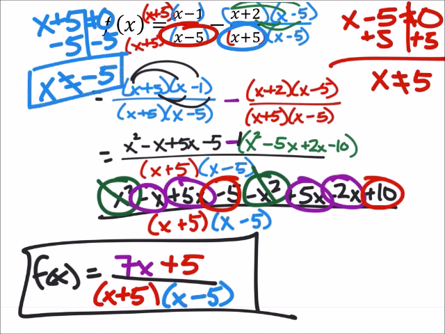So what we see there in blue and red boxed in would be the restrictions on the domain. And that came from the very beginning function two.